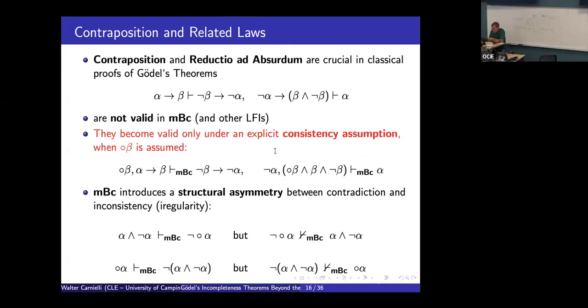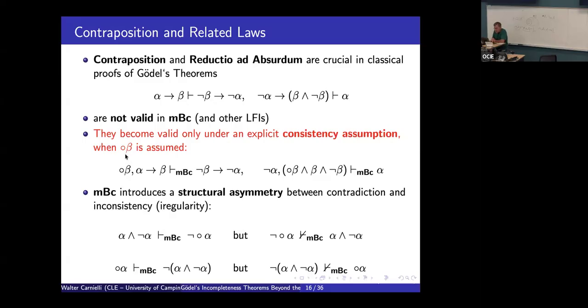Now, contradiction and reductio ad absurdum are crucial in classical proofs of Gödel's theorem, which is my way of going to prove it. They are not valid in MBC. These very crucial tools for proving Gödel theorems are not valid in my logic. So how can I make them valid? They become valid only under an explicitly consistent assumption.